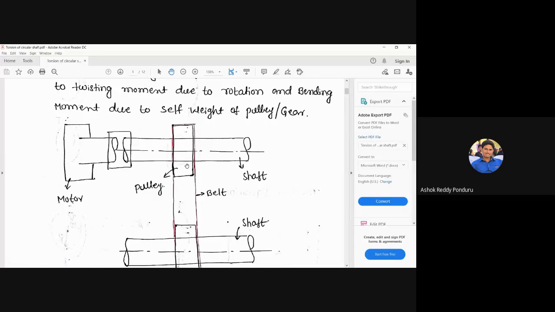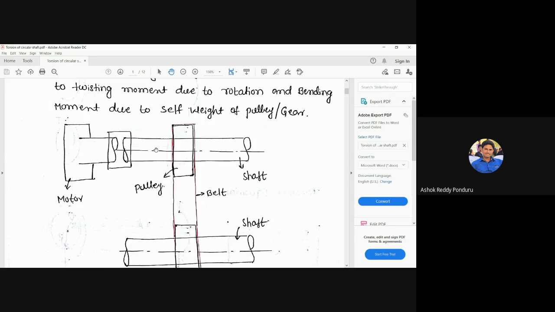And the gear drive, we are very familiar with gear drive here. The self weight of the gear is acting as a transverse load. Like that, there are mechanical drives. To transmit the power by using any mechanical drive, the self weight of the pulley or gear or sprocket is acting as a transverse load. Due to the transverse load, the shaft is subjected to bending moment. But in this torsion of circular shafts topic, that bending moment is neglected. We are not considering that, we can ignore that. But we know how to find out the bending moment.